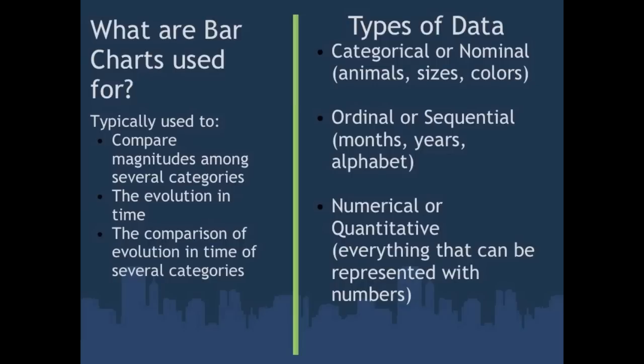If you are deciding whether or not a bar chart is something that you could use for your diagram, you also have to consider the type of data that you're going to be presenting. Bar charts are made to present categorical or nominal data, also ordinal or sequential, or numerical or quantitative, as the example stated in the PowerPoint show. Also, they're typically used to compare magnitudes among several categories, such as the evolution in time of several categories.